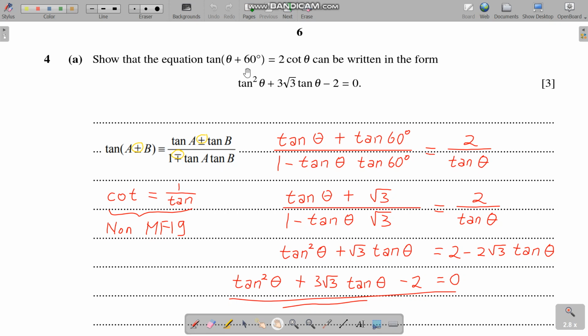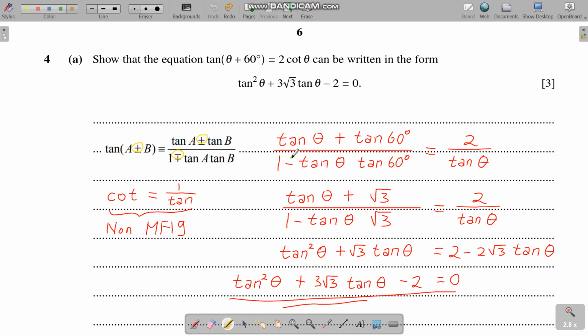The equation tangent plus equals cotangent can be written. Okay, so first of all, we use the compound angle formula for tangent in the MF19 because we have tangent plus. We use the sign on top, plus, plus, minus. So we have tangent plus tangent over 1 minus tangent tangent.